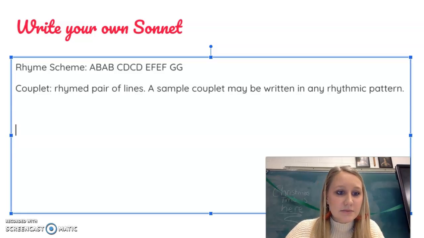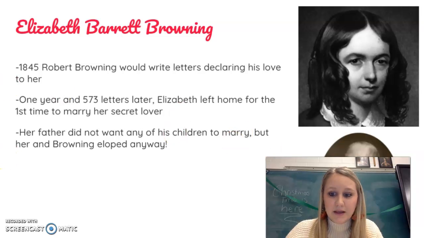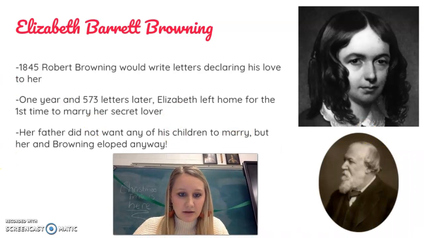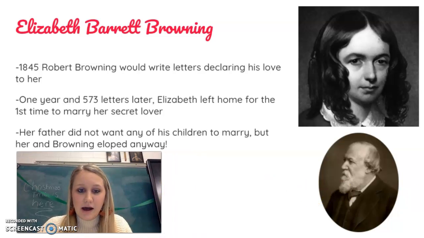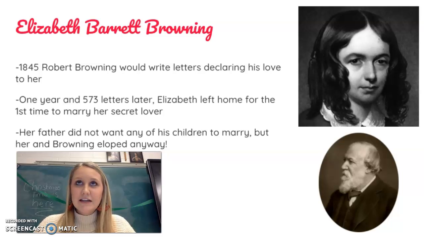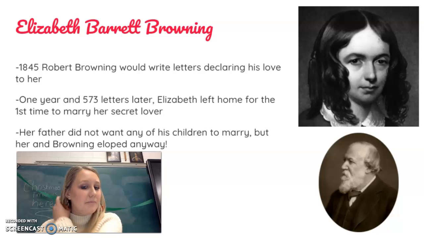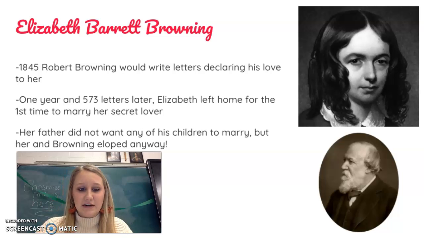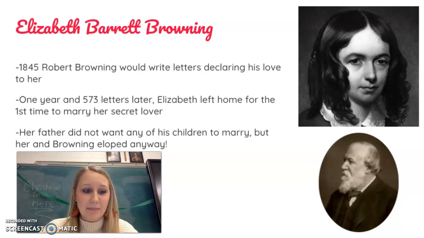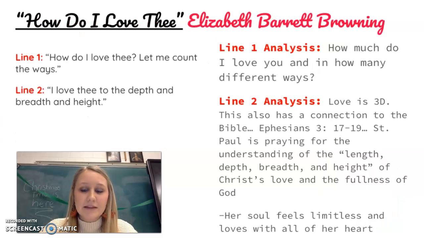So we're going to go over Elizabeth Barrett Browning's How Do I Love Thee. Interestingly, I really like Elizabeth Barrett Browning because she and her husband were secret lovers. Her parents didn't like her and her husband to communicate because they wanted her to marry someone else. There are over 500 letters between her and her husband, and eventually this poem is a sort of declaration of her love to him. If you're interested in this at all, you can look into it. But she runs away and they get married anyways. So here is her poem, How Do I Love Thee?